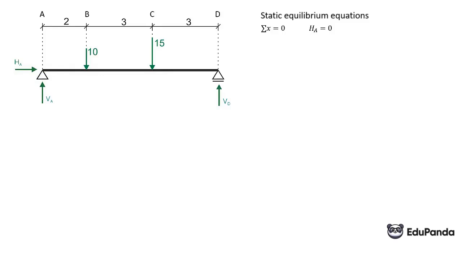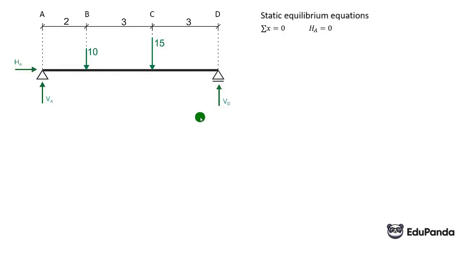Therefore, if we do the sum of moments at point A, then there will be no VA force or HA force in this equation, because they pass through the pole of the moment, so there will only be the VD reaction that we need to calculate. And if we do the sum of moments with respect to point D, then there will be no VD force in this equation. There will only be the VA force, and those 2 forces acting on the beam.